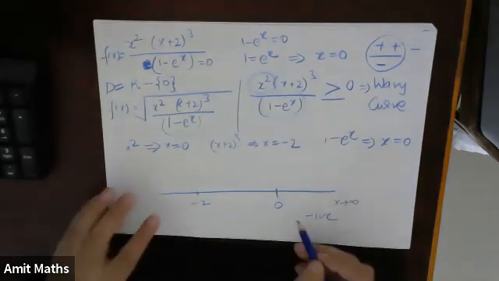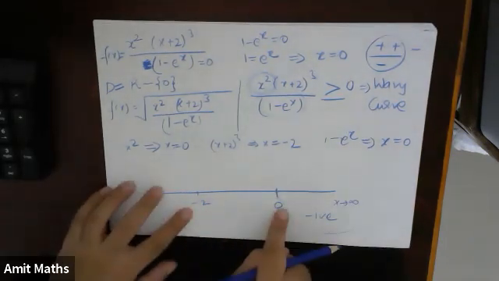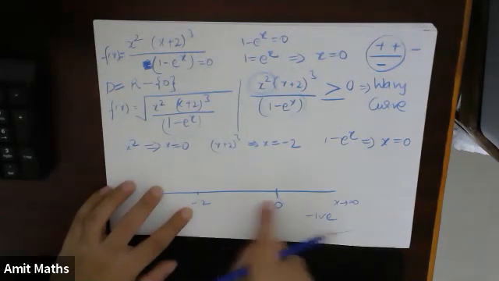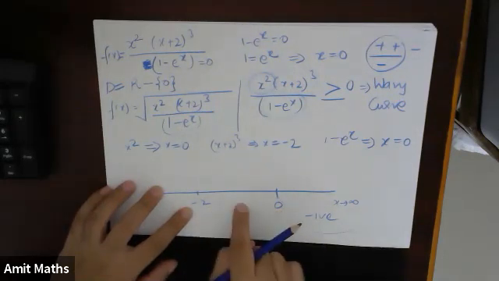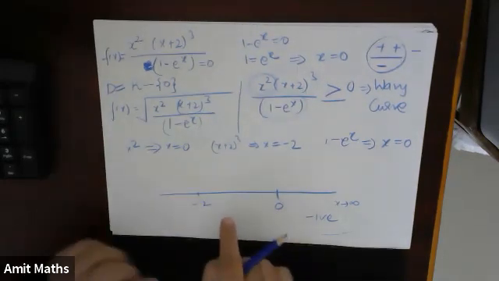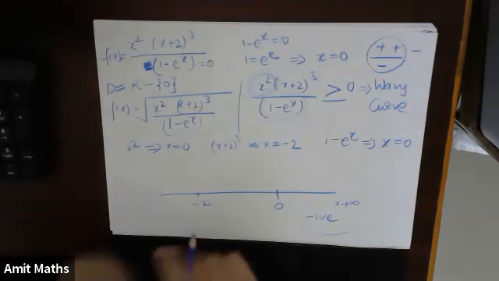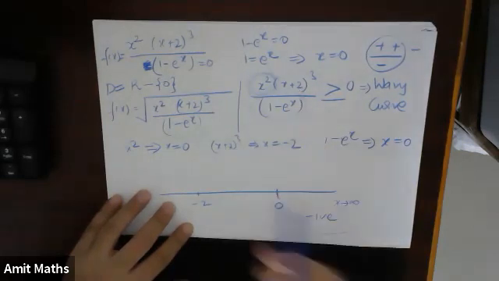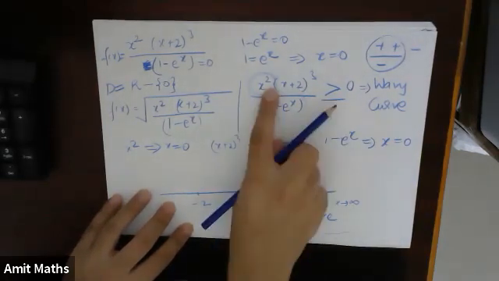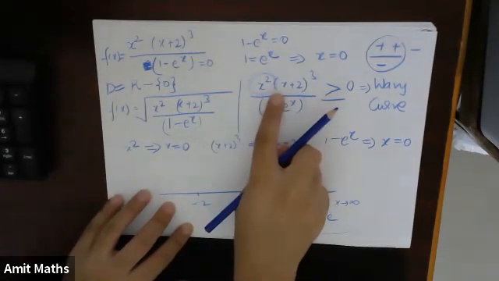Now see, between minus 2 and 0, I can take any number. Suppose in between minus 2 and 0, I have minus 1. Minus 1 is an integer, so I will substitute minus 1 and check the sign. Whatever the sign is between these two will be the overall sign of this region.